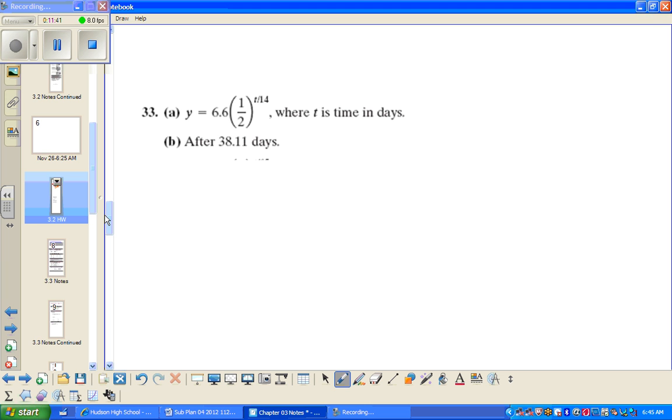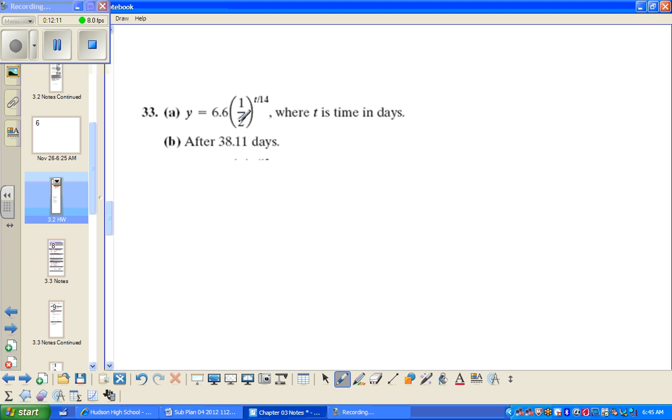Similarly, with number 33, you're looking at radioactive decay. Again, you're talking about the half-life. The half-life of a certain radioactive substance is 14 days. And then you're given an initial value of 6.6 grams. And that should tell you half-life means that your base is 1/2. Initial value is 6.6, and the half-life is 14 days.